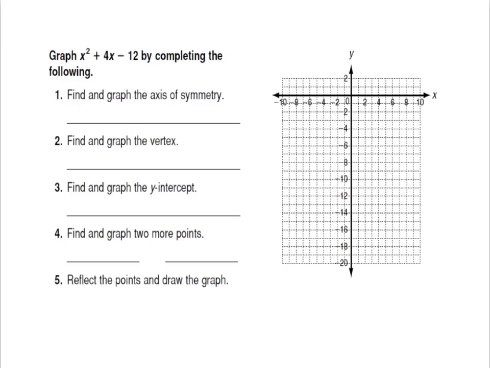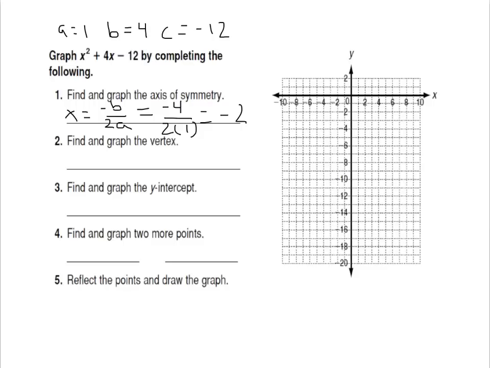So now we need to graph x squared plus 4x minus 12 by completing the following. So the first thing is find and graph the axis of symmetry. Well, our axis of symmetry, that's just like what we did in the last example. X is going to be negative b divided by 2a. In this case, my a is 1, b is 4, and c is negative 12. So I'm going to have negative 4 divided by 2 times 1. Well, negative 4 divided by 2 is negative 2.